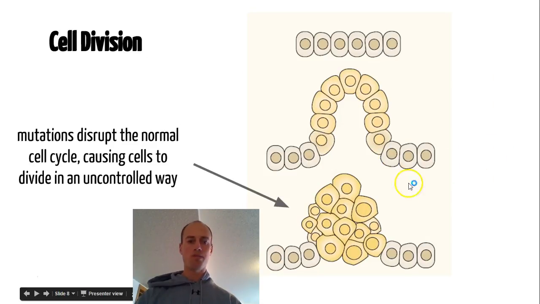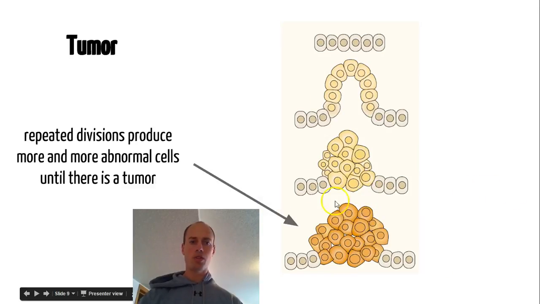There's a mutation. Soon enough, mutations disrupt the normal cell cycle, causing cells to divide in an uncontrolled way. You'll see these cells, they all look different from each other. They're dividing uncontrollably. Eventually that will lead to a tumor. So repeated divisions produce more and more abnormal cells. That's not normal, until there is a tumor that you can see here.